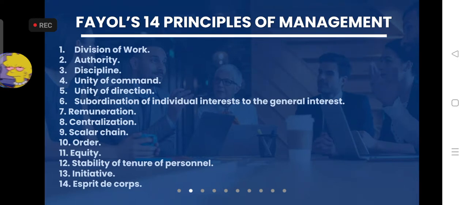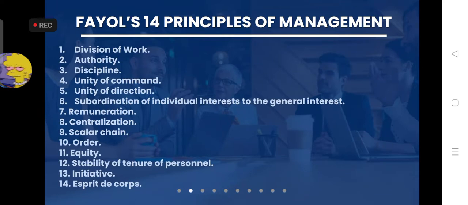Sixth is the subordination of individual interest to the general interest. So it is the organization over the individual interest of the employees. Seventh is the remuneration. Workers must be paid a fair wage for their services. Eighth is the centralization. Centralization is where the roles of all the employees are clarified, with emphasis on the distinction between superior and subordinate roles.